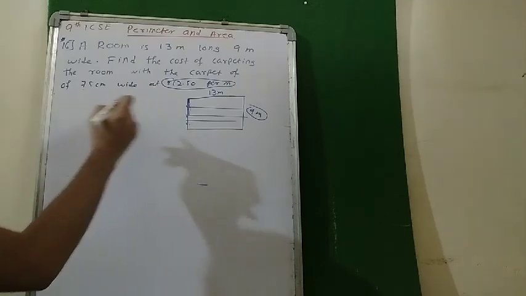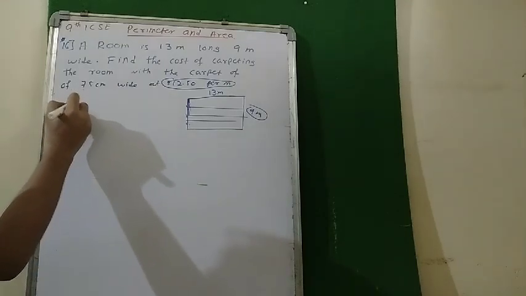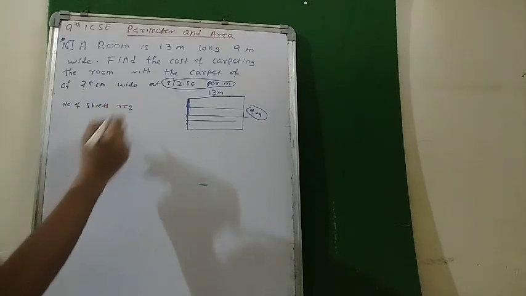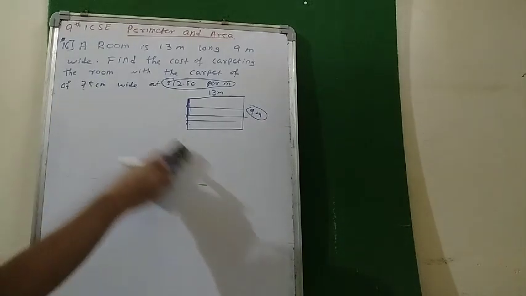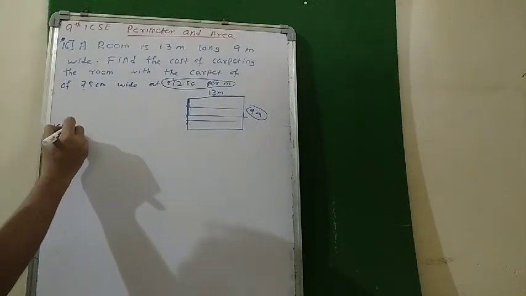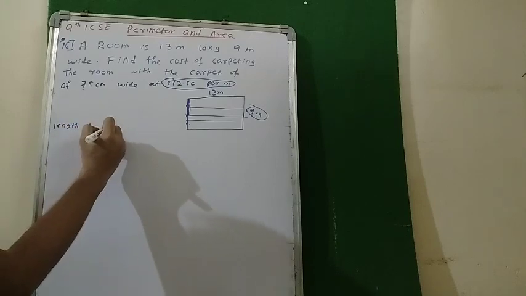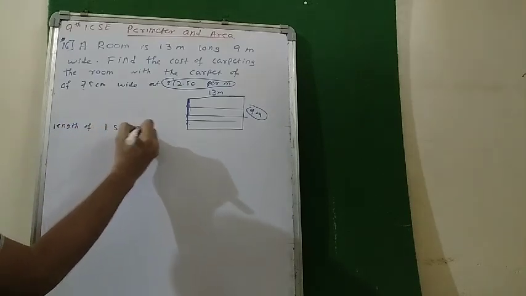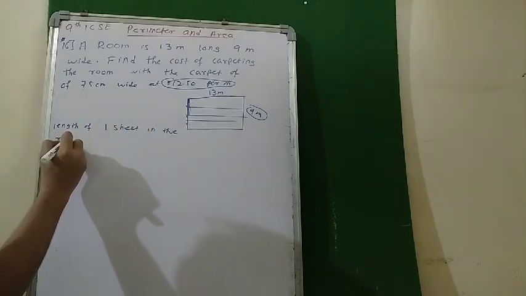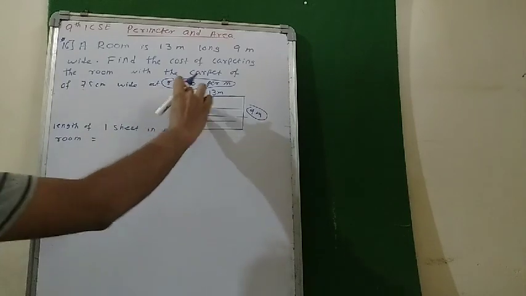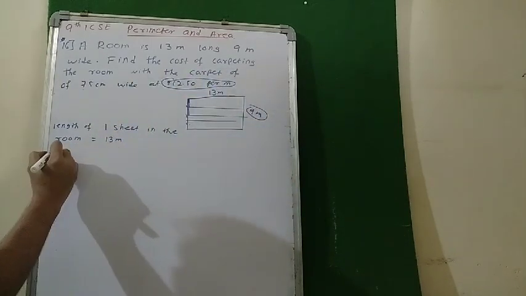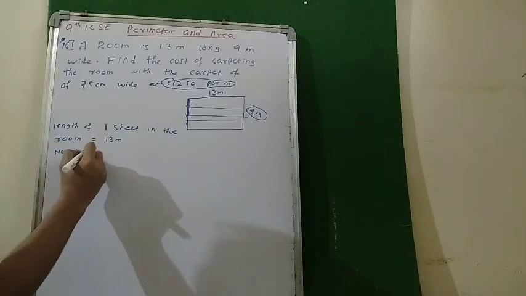Okay, so let's see. Number of sheets required. Okay, I write it over here. Length of one sheet in the room. Length of one sheet. What will be the length of one sheet in the room? It is 13 meter.